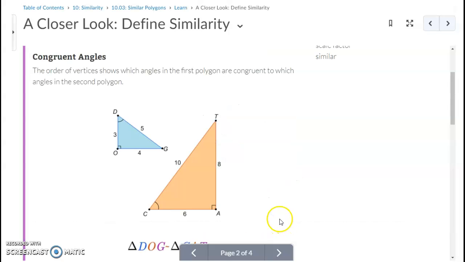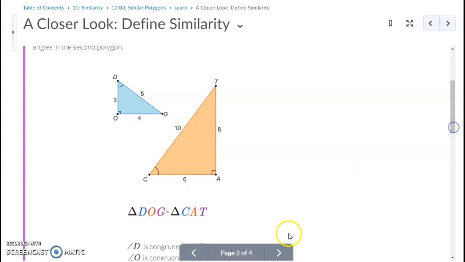It's important to point out that the order in which they say that the two triangles or shapes are similar to each other matters a lot. So we have these two shapes, and they say they're similar to each other using this little squiggle symbol here. And it says that DOG is similar to CAT. So D to O to G is similar to CAT. And so it looks like these are rotated a little bit from being oriented correctly.